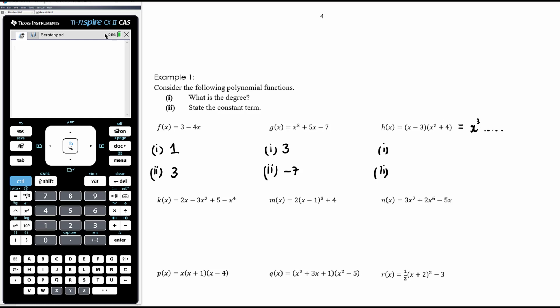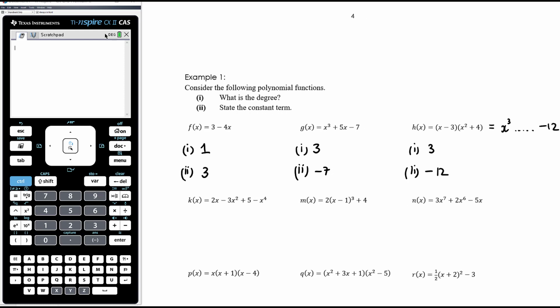I don't need to work out all the other terms, I'm just interested in the constant term on the end, and that's going to come from when I do my expansion, when I do negative 3 times positive 4, so negative 12 will be my constant term. They're the two things I'm interested in to answer this question. So the degree is 3 and the constant term is negative 12.